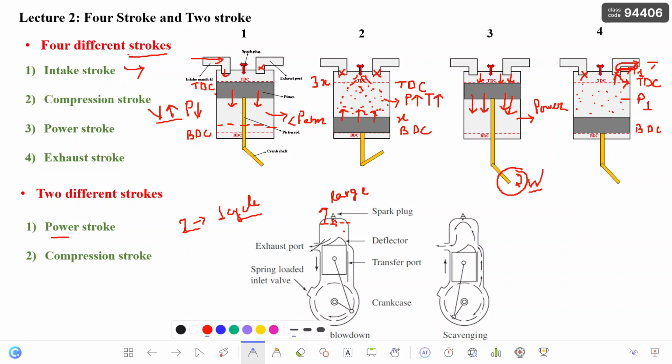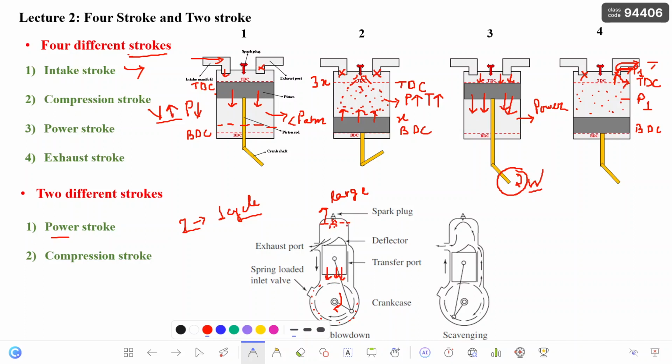Now as the piston comes downwards, it moves the crank. As this crank moves, the fuel is already present here in the crankcase. This will be compressed because the piston is coming down. So this will compress the fuel, or it will compress the charge. Okay. Now as it comes down, the gases have already ignited.